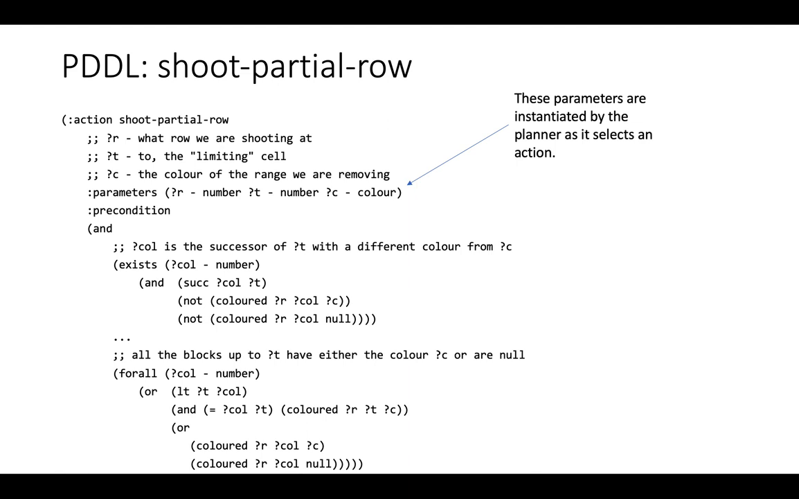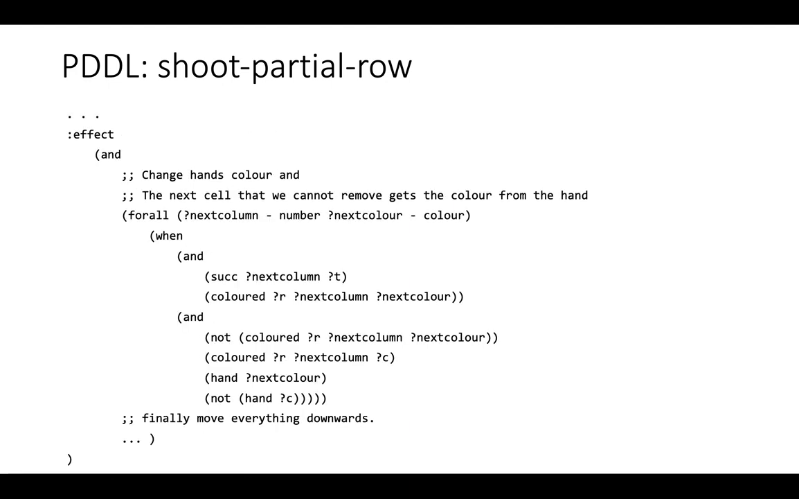And you can see there that what we're going to require is that there exists a column next to the limiting cell which is a different color, so that's going to say we can shoot along a row so far but no further, and all the blocks up to there have to be of the same color as what's in the hand or null. If that's the case, then we've successfully shot along the row, and then we're going to specify the effects, and that essentially swaps the contents of the hand for the thing that we shot up to in the grid, and changes the grid cell appropriately.